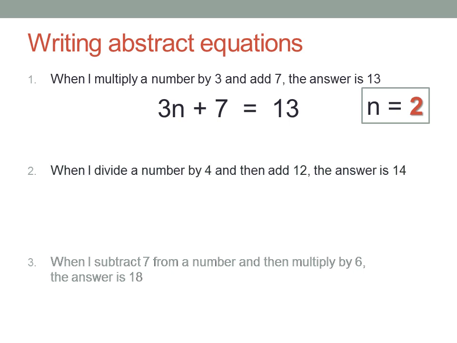When I divide a number by 4 and then add 12, the answer is 14. Let's use n again for the number I don't know. When I divide the number n by 4 and then add 12, I get 14. I don't need brackets here because the divide happens before the plus. Okay, can you see what number I had to start with to make this equation hold, to make this mathematical statement true?